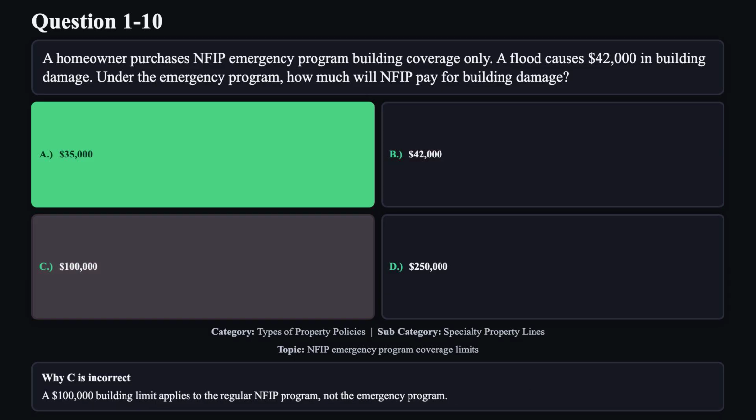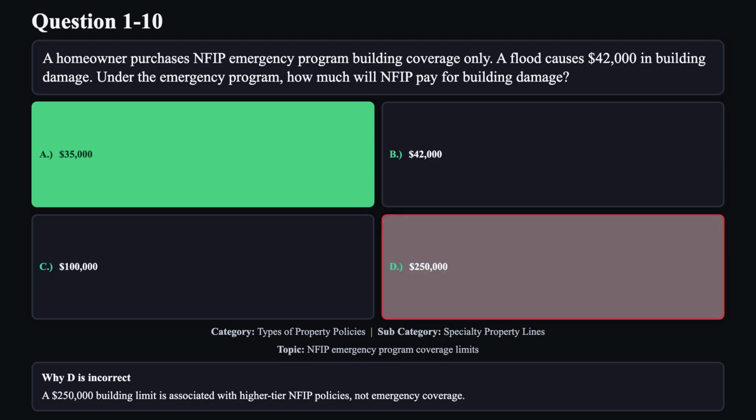Reason C is not correct. A $100,000 building limit applies to the regular NFIP program, not the emergency program. Reason D is not correct. A $250,000 building limit is associated with higher-tier NFIP policies, not emergency coverage.